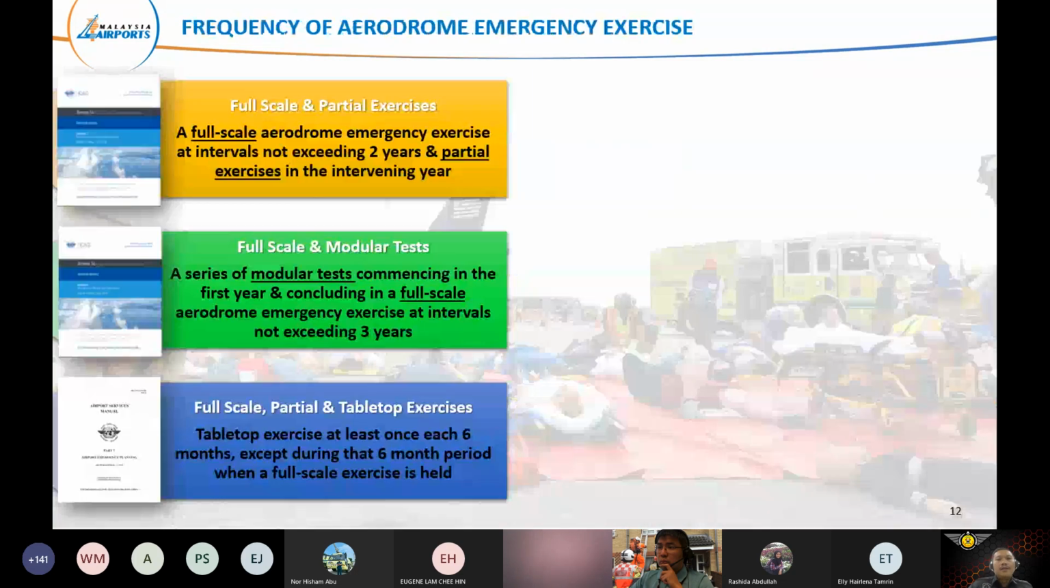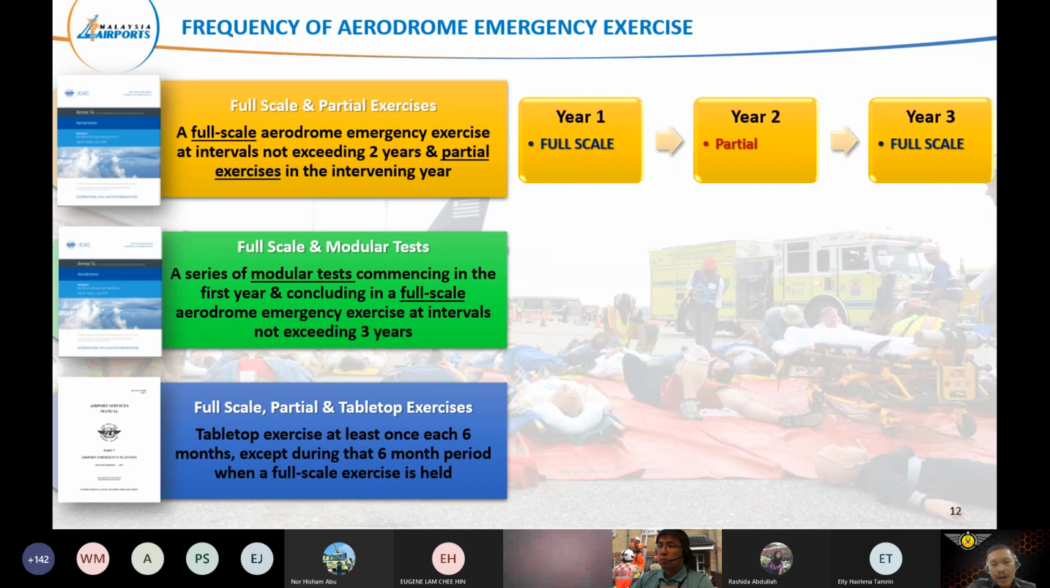We have 4. So in detail, based on the documents, how we want to organize and execute this exercise. So for full scale, we have 3 options here. Number 1, full-scale and partial exercise mentioned in ICAO Annex 14: a full-scale aerodrome emergency exercise at intervals not exceeding 2 years, and partial exercises in the intervening year.